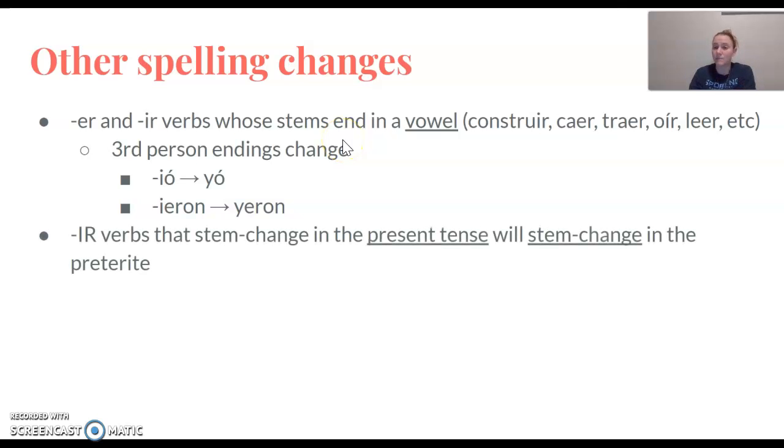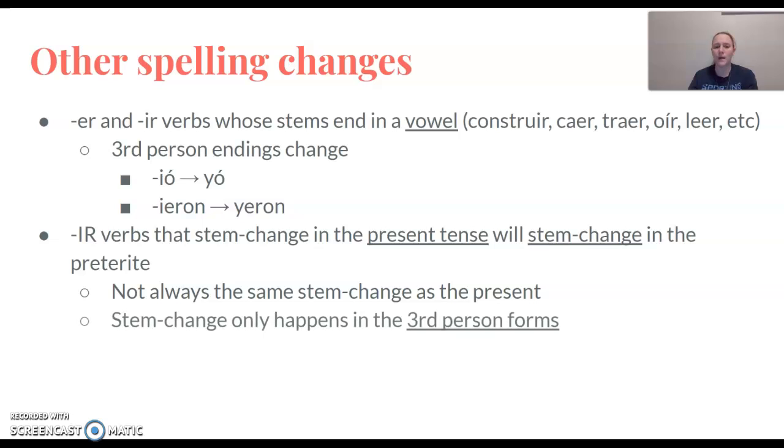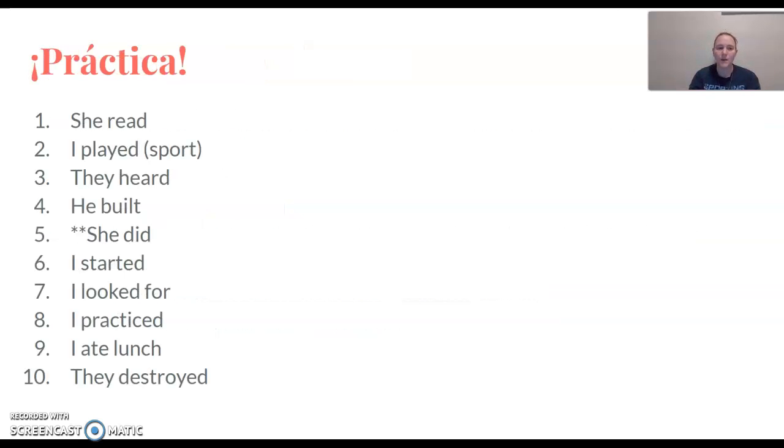There are some stem changing verbs in the preterite. IR verbs that stem change in the present tense will also stem change in the preterite tense, but it is not always the same stem change. For example, dormir is O to UE in the present tense, but it's just O to U in the preterite. I will always tell you, when we get those stem changing IR verbs, here's how it stem changes. Stem changing verbs in the preterite are sandal verbs. So it's not the whole shoe, it's just the sandal. It's just the third person forms.